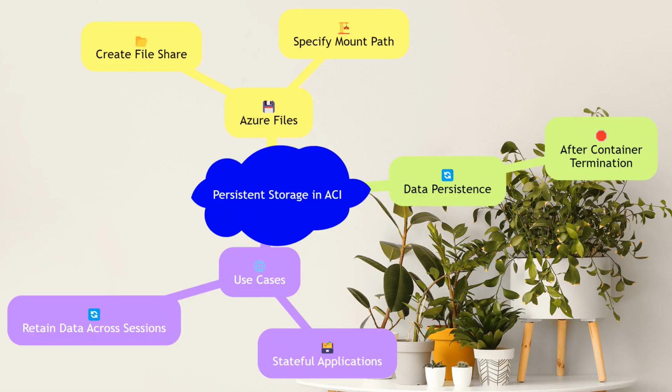For applications that require persistent storage, ACI supports Azure Files. This allows you to mount an Azure file share to your container, enabling data to persist even after the container is terminated. To use Azure Files, you need to create a file share in an Azure storage account and then specify the mount path during the container creation process. This feature is particularly useful for stateful applications that need to retain data across sessions.